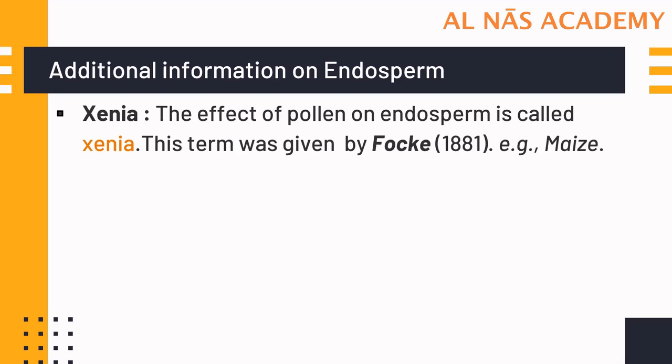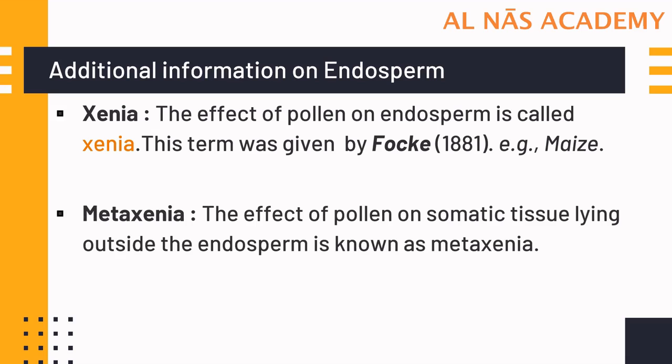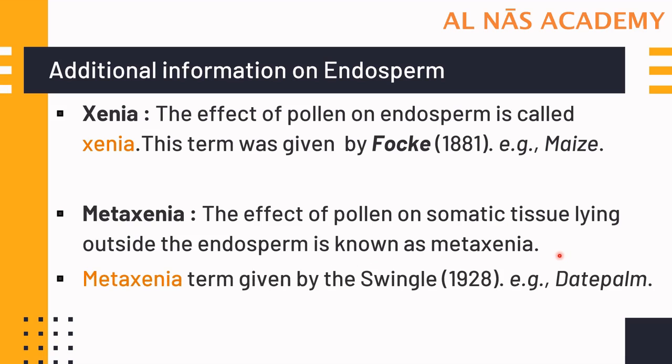Next is Xenia. Xenia is the type of endosperm where the effect of the pollen grain is seen on the endosperm, and this term was first given by Focke in 1881. An example is maize. So the genotype effect of the pollen is seen on the endosperm. The next one is Metaxenia. Here the effect of pollen is seen on the somatic tissue lying outside the endosperm. The term Metaxenia was first given by Swingle in 1928, and an example is date palm.